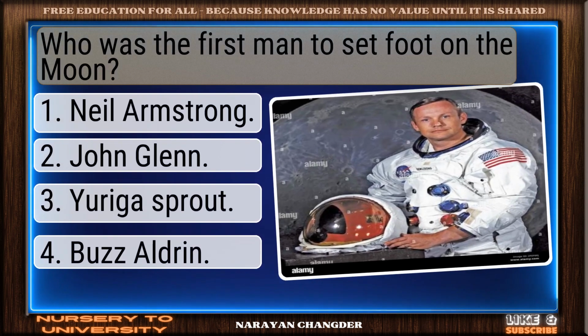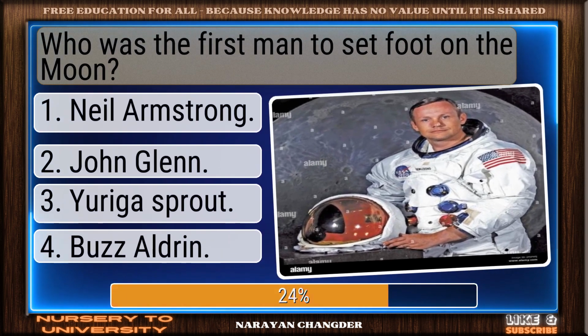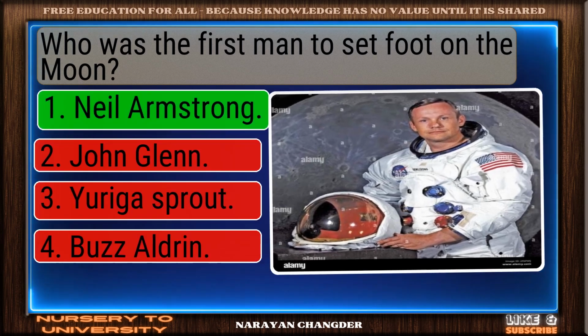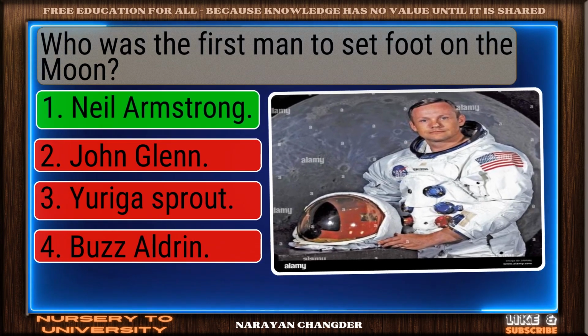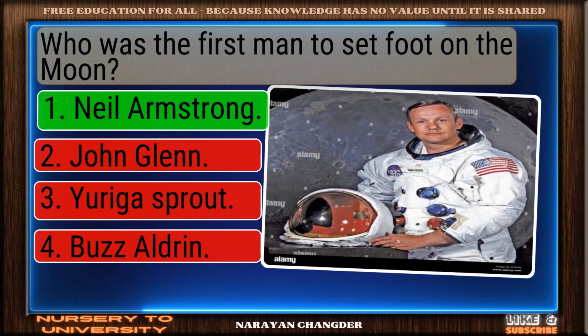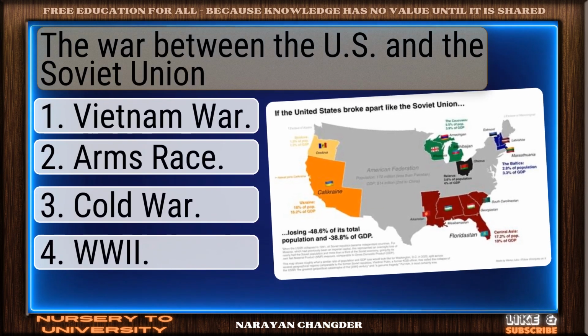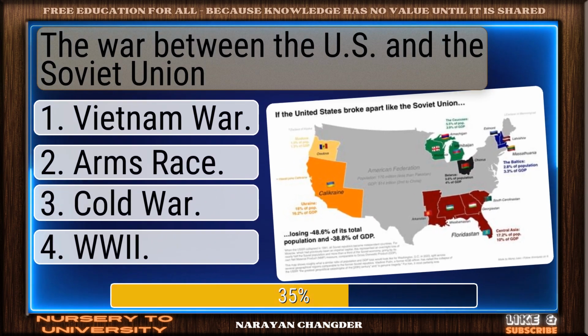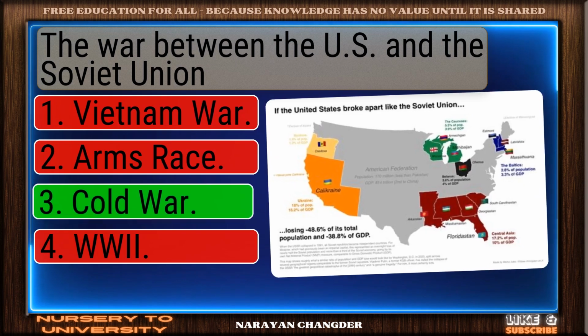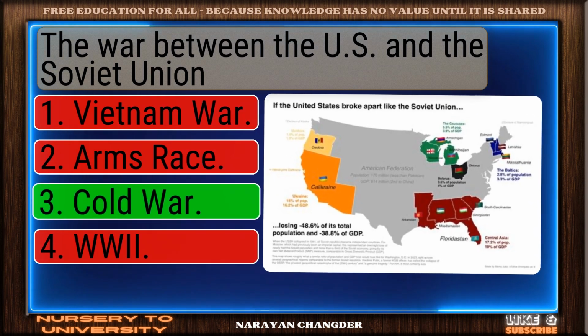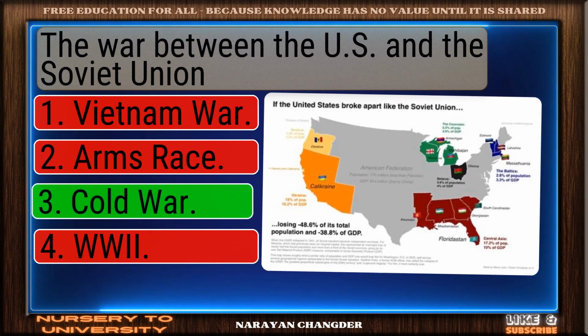Who was the first man to set foot on the moon? Well reasoned. Neil Armstrong is the correct choice. The war between the US and the Soviet Union? On track. Cold War is the correct answer.